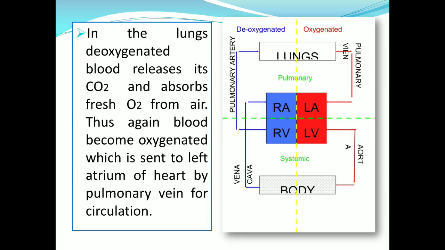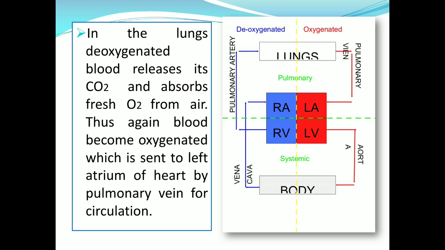In the meanwhile, when the right ventricle contracts, the deoxygenated blood is pumped into the lung through the pulmonary artery. Now the blood again reaches the lung. In the lung, deoxygenated blood releases its carbon dioxide and absorbs fresh oxygen from air. Thus, the blood becomes oxygenated again and is sent back to the left atrium by the pulmonary vein in the next cycle.